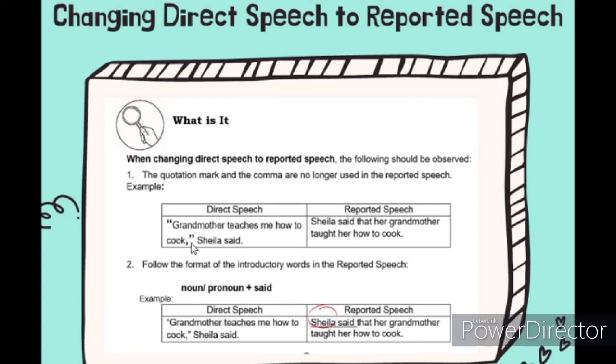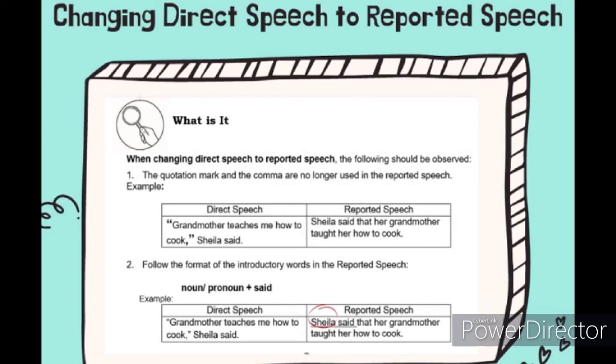There are already no quotation marks and comma in the reported speech, and the word that was also added in the sentence, as well as the speech tag, Sheila said. And let's take a look at the tense of the verb. The tense of the verb changed from present tense, teaches, to simple past tense. So this is how to transform a direct speech into reported speech.